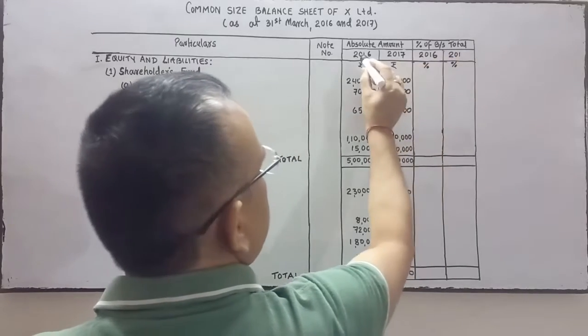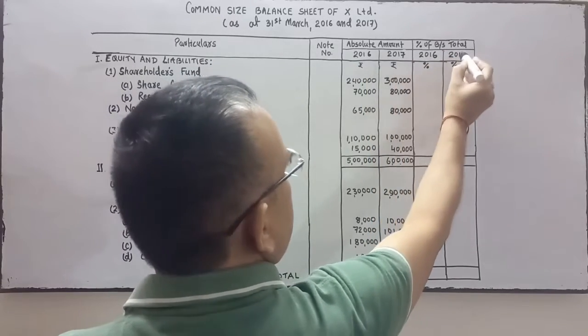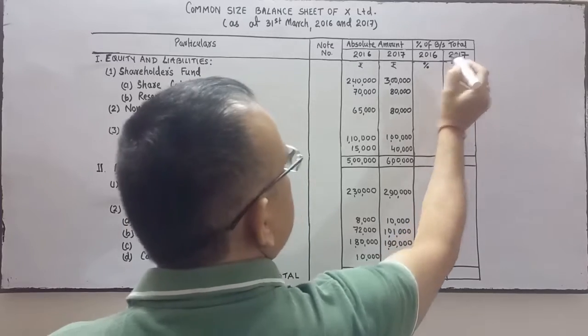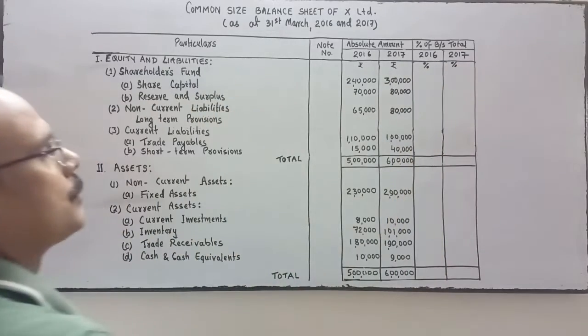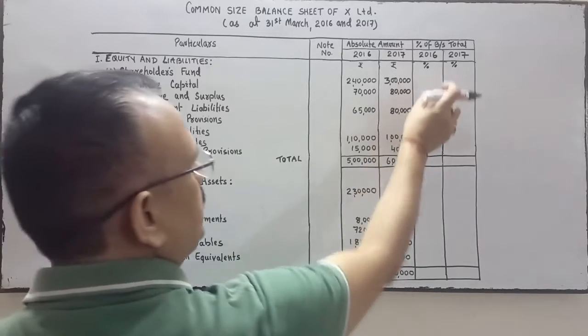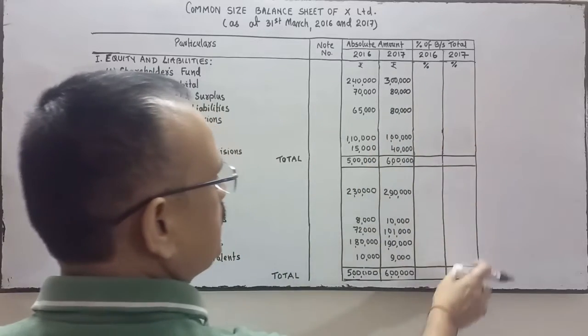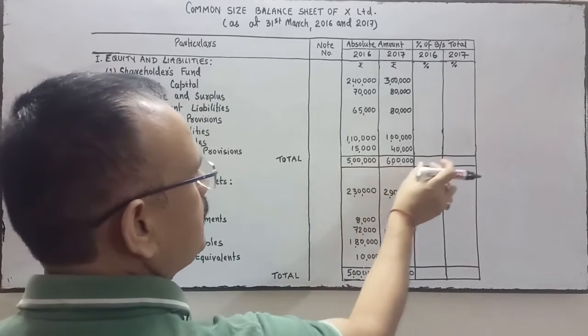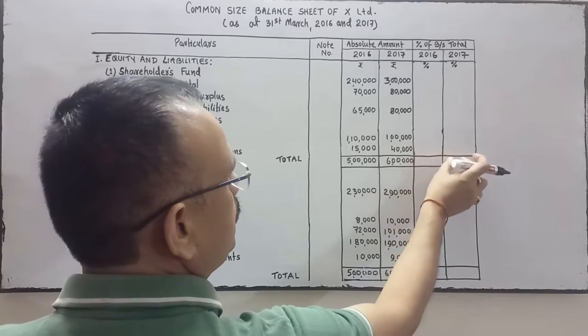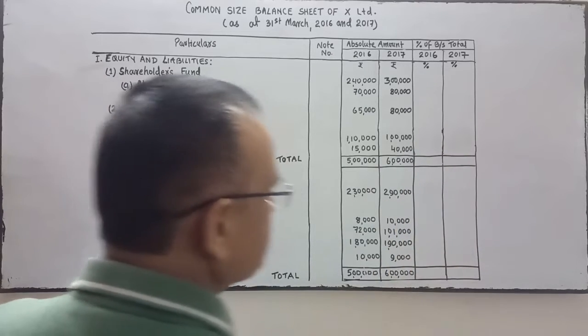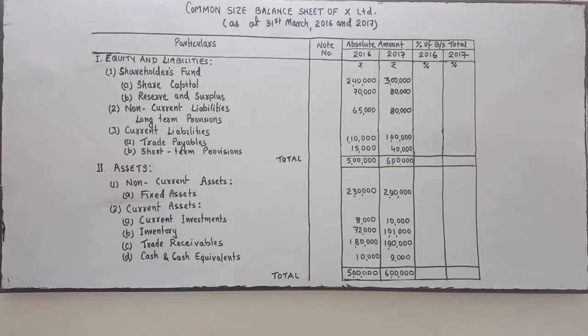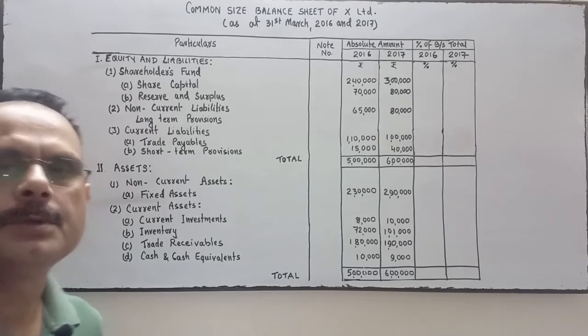This percentage is related to 2016 and this one is related to 2017. So 2016 percentage will be here, and 17 percentage will be here, taking the total assets or total liability as 100 as base. It's very simple to calculate.